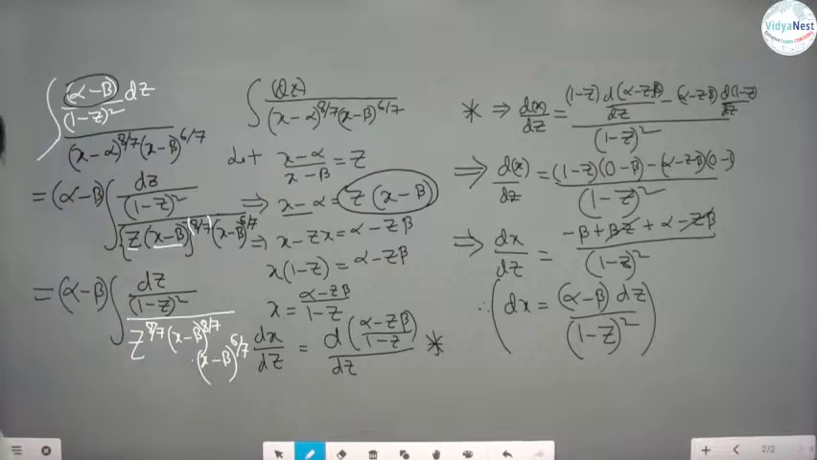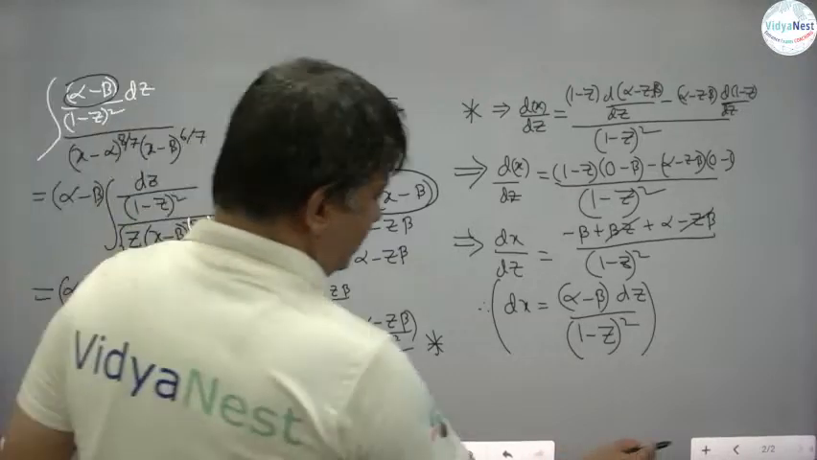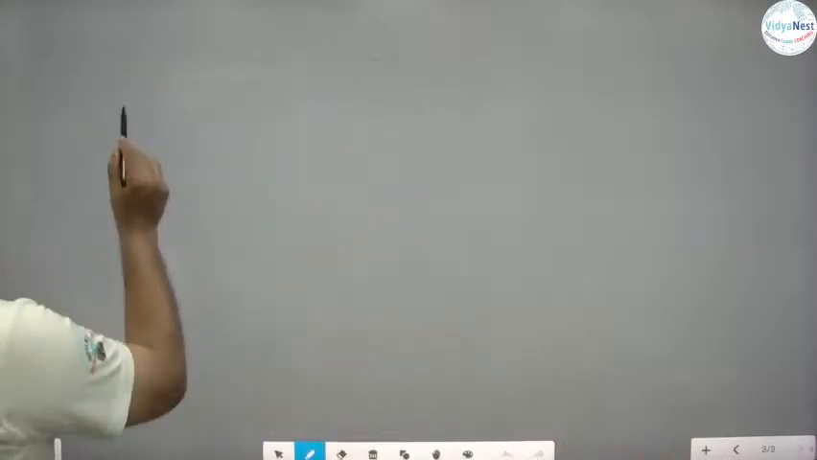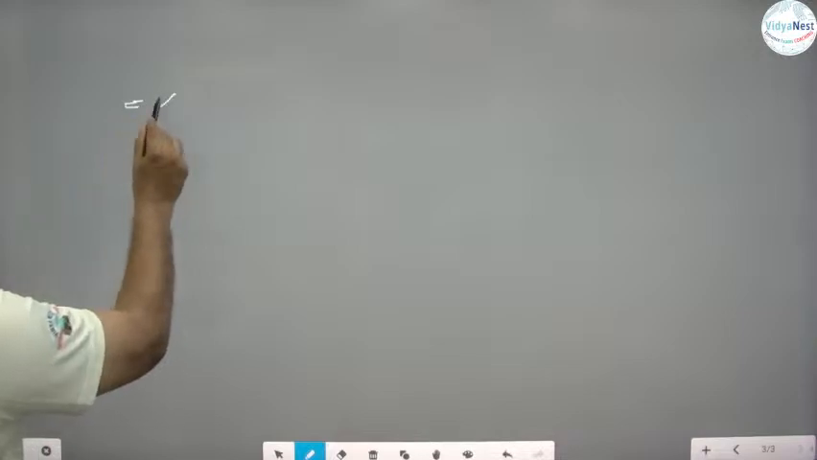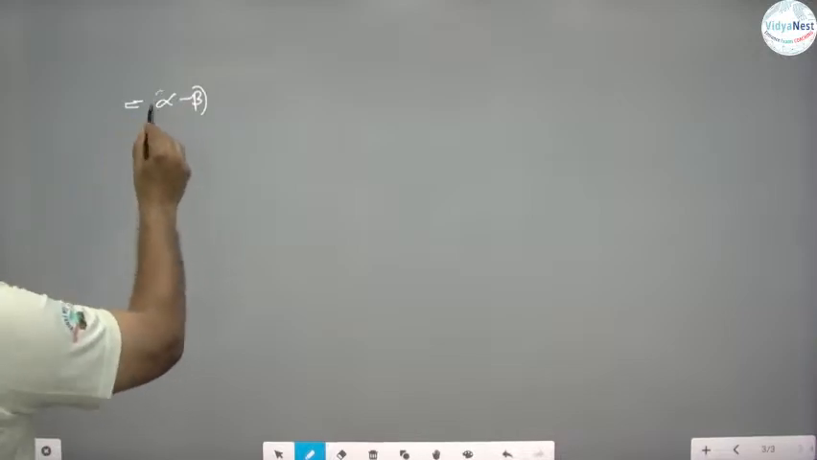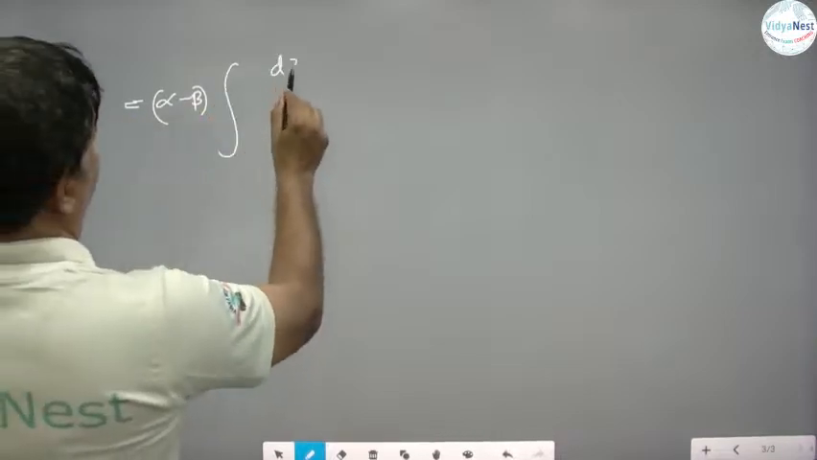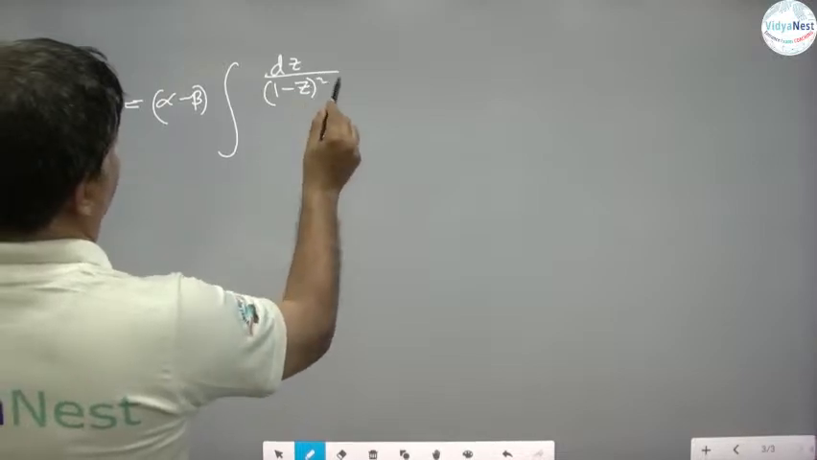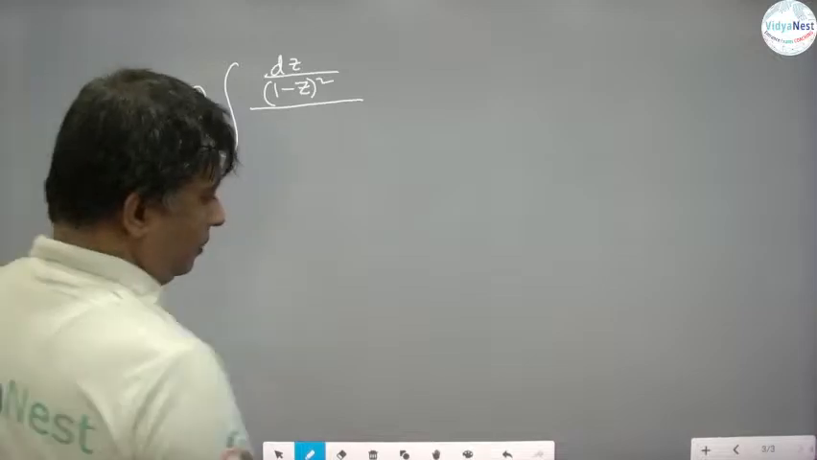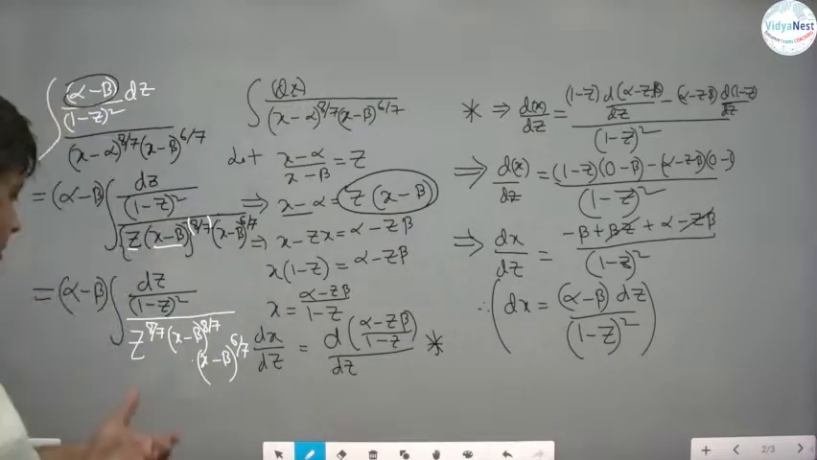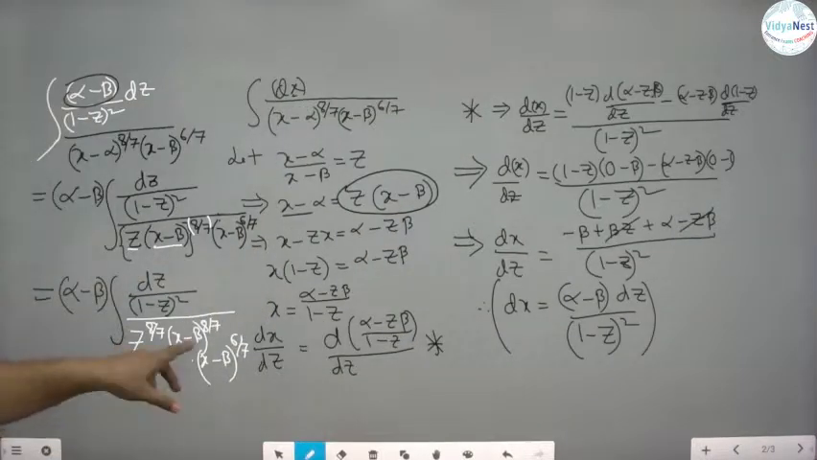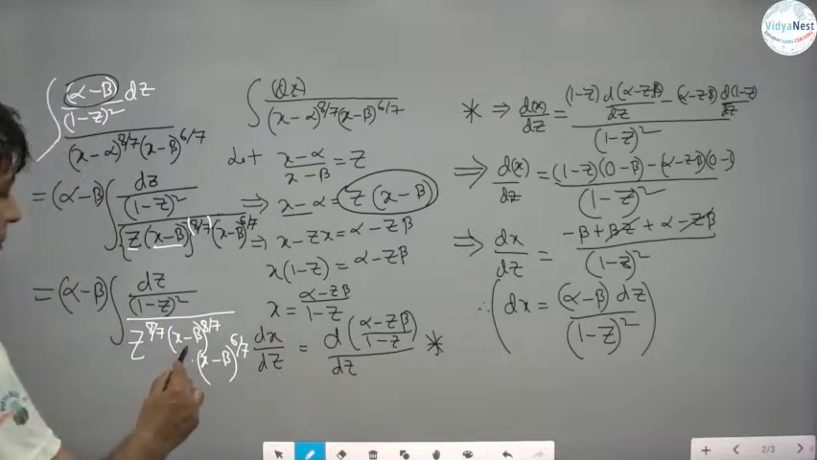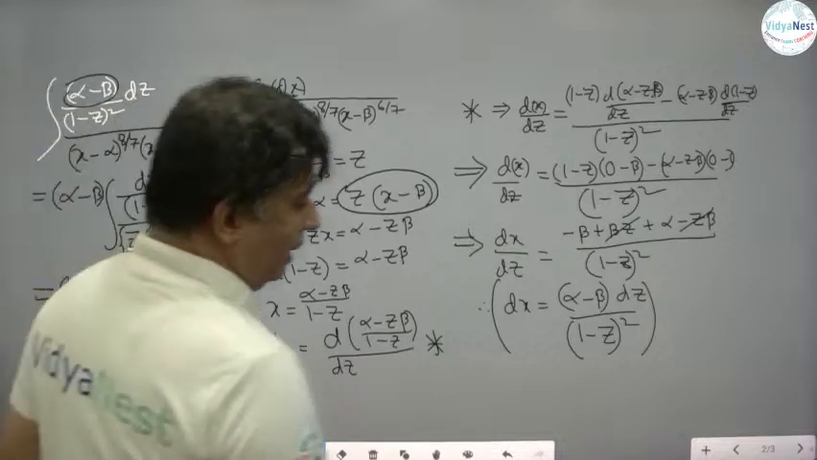Okay, so let us skip to the next page. We have got alpha minus beta integration of dz by 1 minus z whole square. Just recall what we have written, z to the power 8 by 7, and here you see same base, different power will be added.